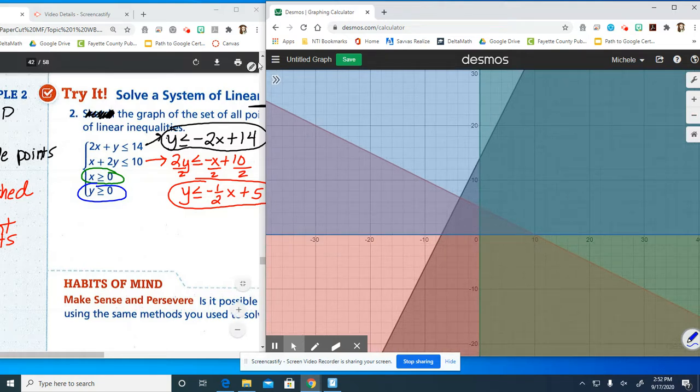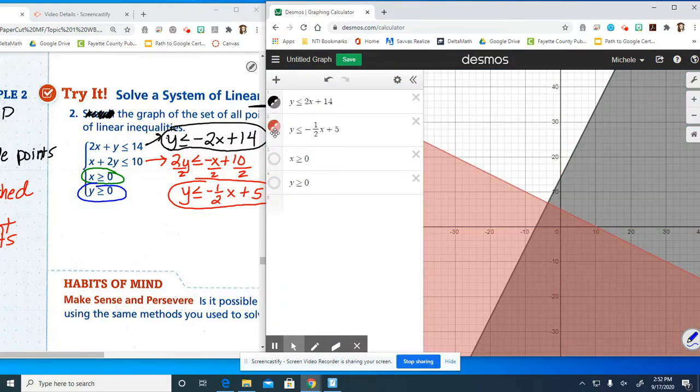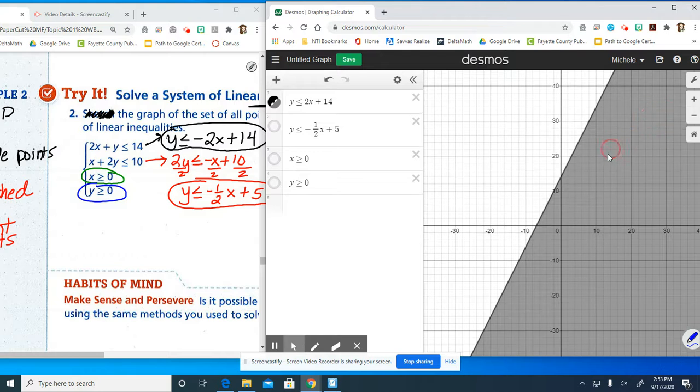It might be helpful if I look at what got graphed in order again, so let me ungraph these first. When you're looking for the solution of the system, you want to look where all of these shaded regions overlap. The first one was gray. So this region right here is a set of points, and it's actually shaded because the shading represents an infinite amount of points.